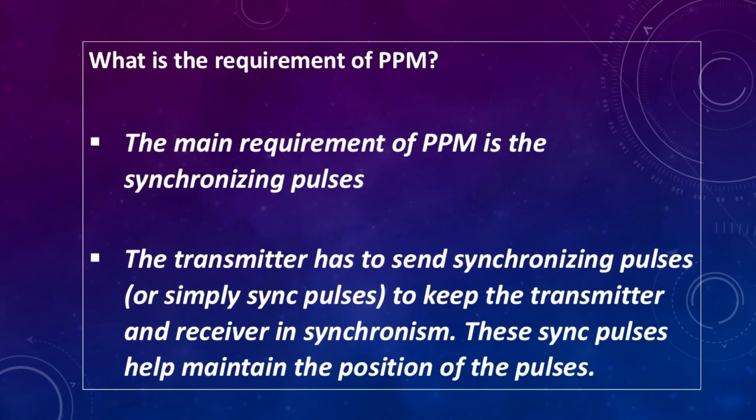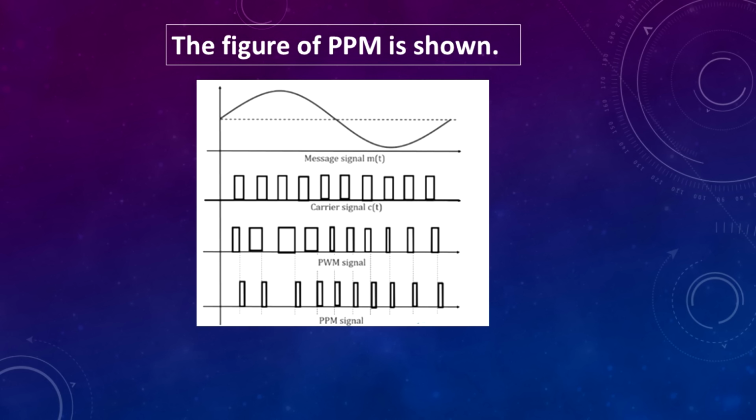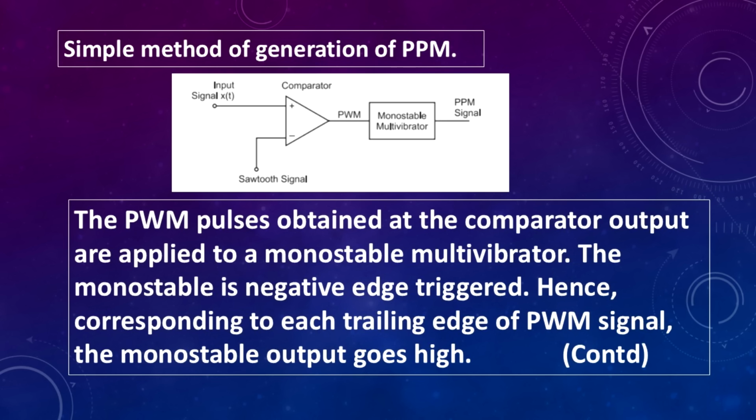What is the requirement of PPM? The main requirement of PPM is the synchronizing pulses. The transmitter has to send synchronizing pulses to keep the transmitter and receiver in synchronism. These sync pulses help maintain the position of the pulses. The figure of PPM is shown.